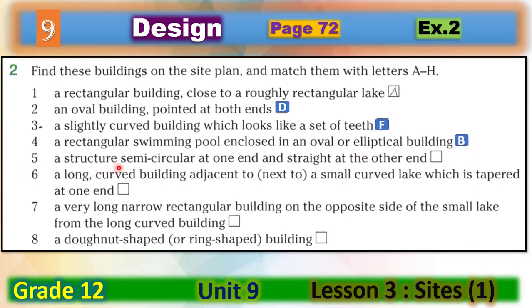5. A structure semicircular at one end and straight at the other end. What is it? Great, it's building E. 6. A long curved building next to a small curved lake which is tipped at one end. Building G. 7. A very long, narrow, rectangular building on the opposite side of the small lake from the long curved building.